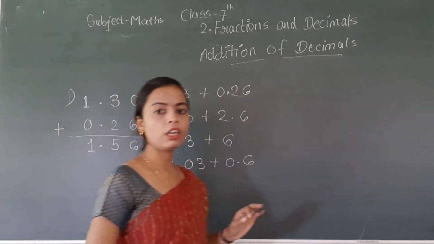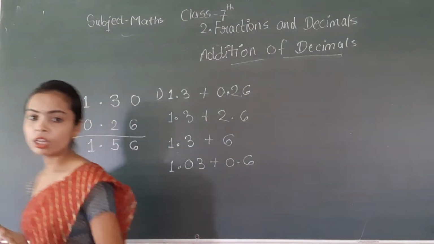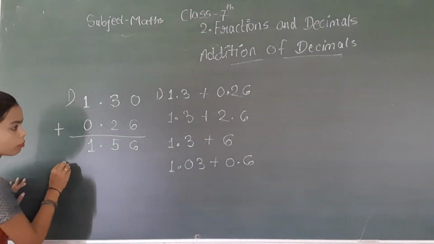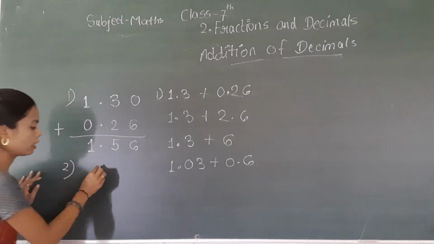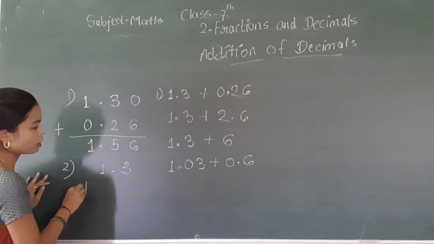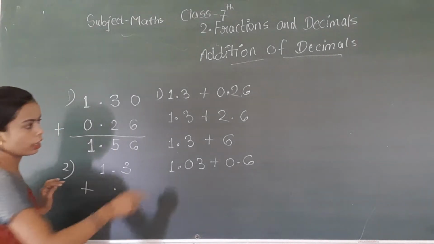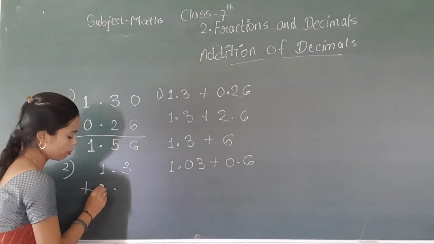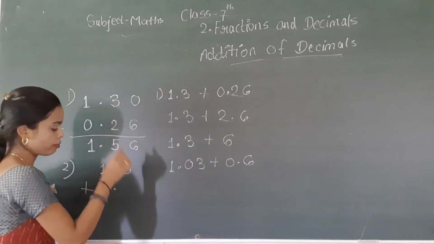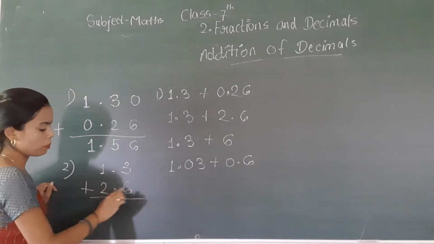Okay, in this way we add the decimal numbers. Now I am telling you the second one. Okay, what is the second one? Again write 1.3 plus symbol. Write the decimal number below the decimal number. Before the decimal point there is number 2, so I will write it here, and after that it is 6, so I will write it here. Okay, so there is no place blank.